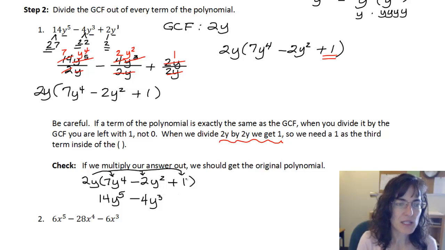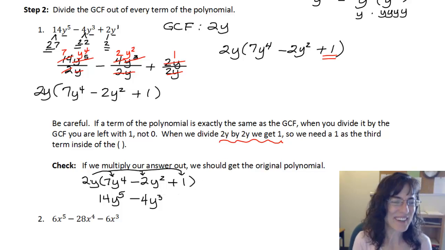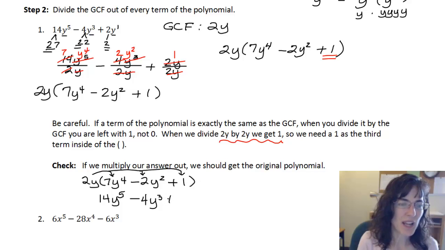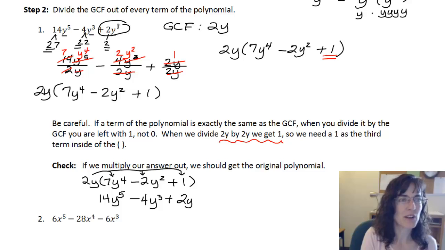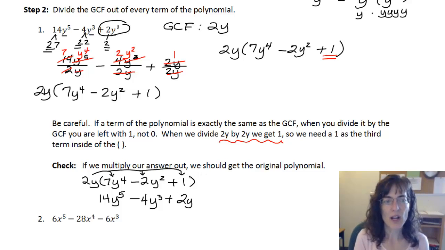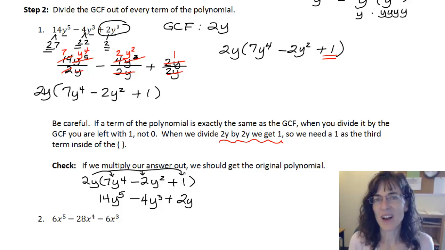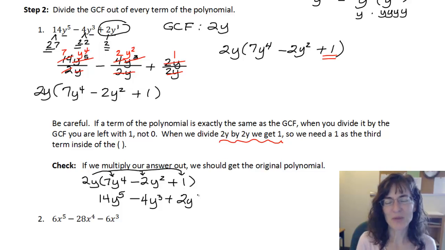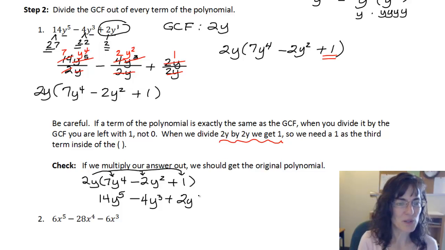And then that very last one, this is what I've been harping on here, the 2y times 1 has to give me a 2y, and that's got to match. That's how I'm getting that final 2y here. If I left off that 1, I wouldn't have that last term, and it really wouldn't be equivalent. So this one did check out.